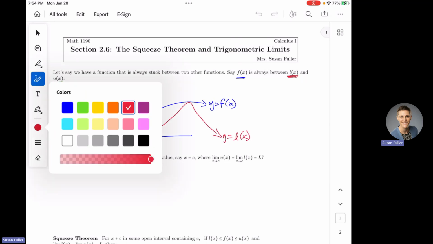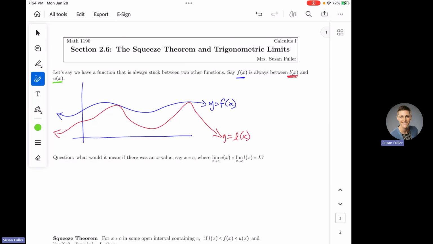And similarly, we have this other function u of x, that's my upper function, that's going to be greater than or equal to f of x everywhere. So again, this is going to live up here. It might come down and touch this in a couple of situations or a couple places, but y equals u of x needs to be greater than or equal to f of x everywhere. It can never drop below. So this is what some of those functions might look like.